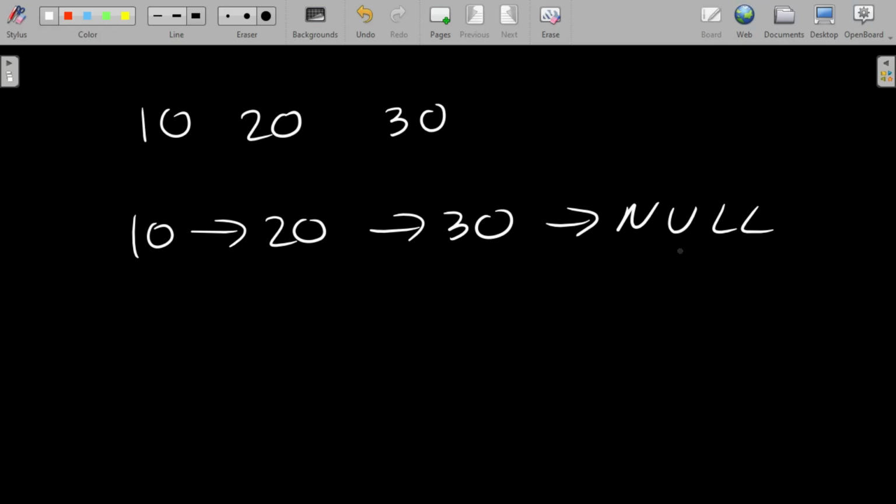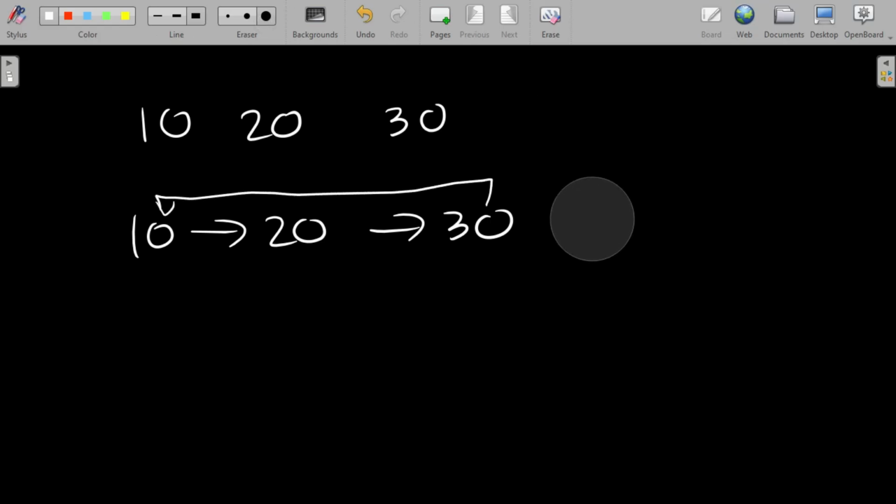Why? Because there is nothing after the last node. 30 is the last node, and there is nothing after it. So instead of making the last node point to null, we make the last node point back to the first node. We delete this null, and instead of pointing to the null value, we point to the first node. So it looks like this: 10, 20, 30, and 30 is connected to 10. Now we have a circle: 10, 20, 30, and again 10, 20, 30.